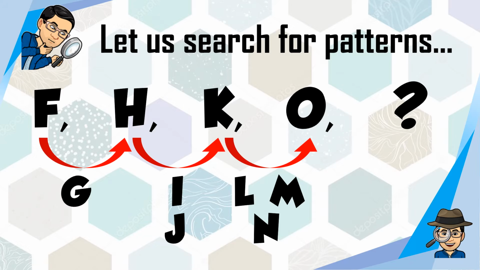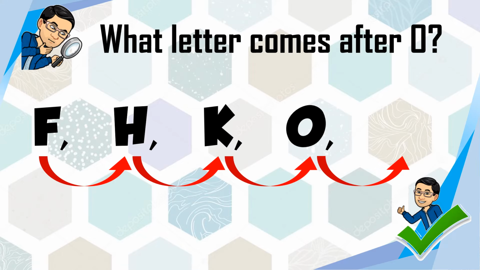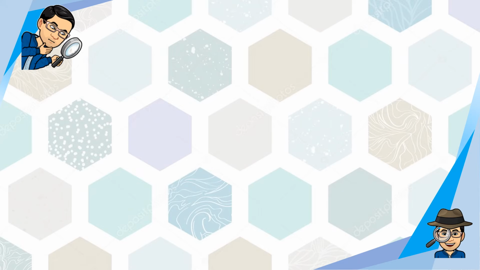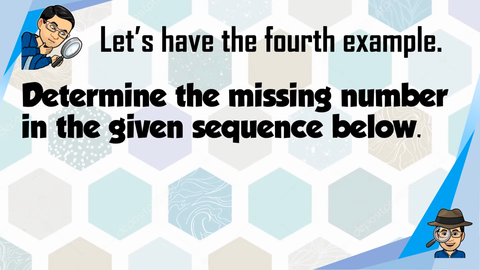So, ilang letters ang kailangan nating i-insert para makuha ang susunod na term after O? So, 4 po. And these letters are P, Q, R, S. So, question, what letter comes after O? That is correct. Letter T. Let's have the fourth example. Determine the missing number in the given sequence below.